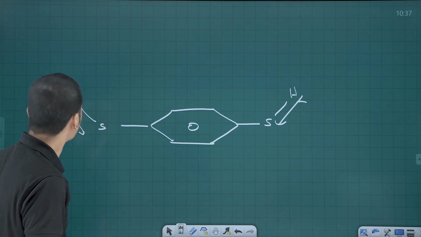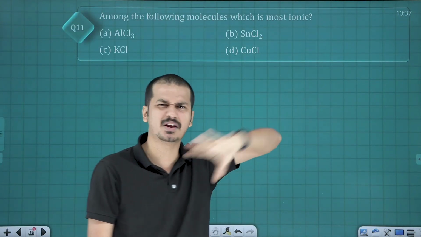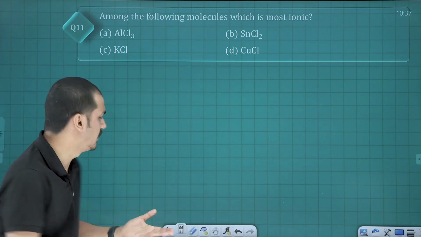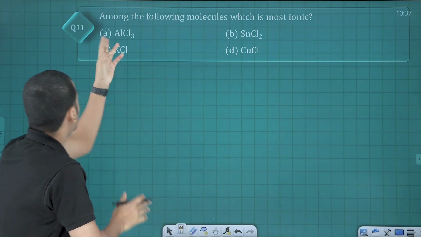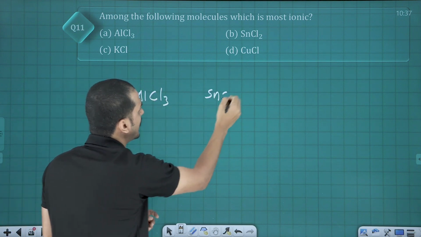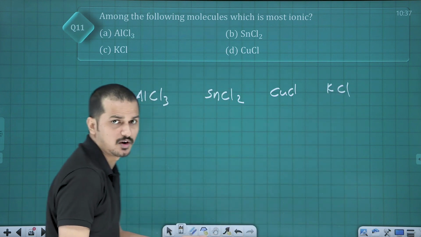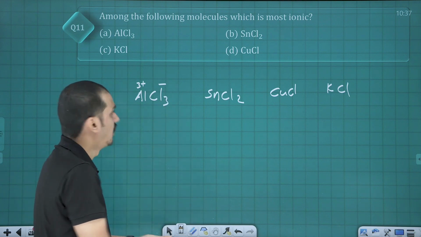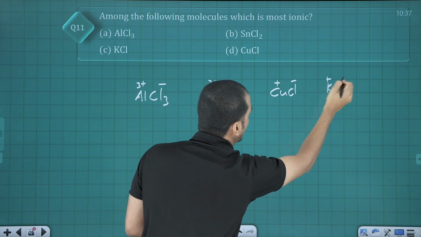Question number 11. Among the following molecules, which is most ionic? So many ways we can solve that question. First, we can use the Fajans rule. What about the Fajans rule? The more the charge on the cation, the more will be the covalent character. So we look at the first one, AlCl3, SnCl2, CuCl as well as KCl. Here we have Al3+ and Cl-, Sn2+ and Cl-, Cu+ and Cl-, K+ and Cl-.